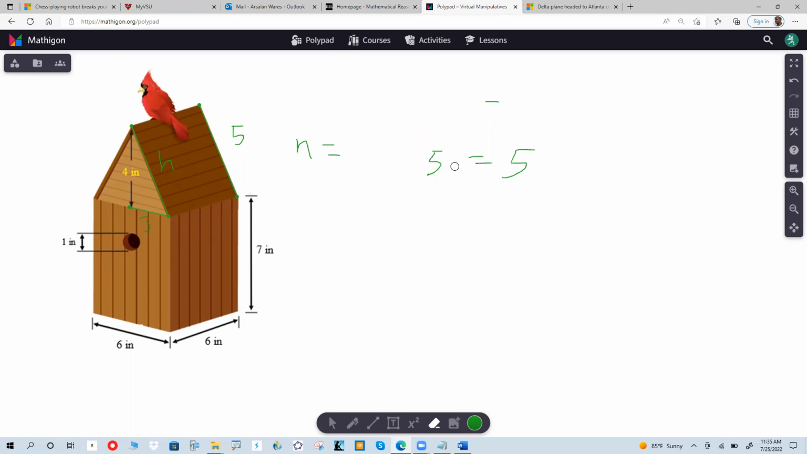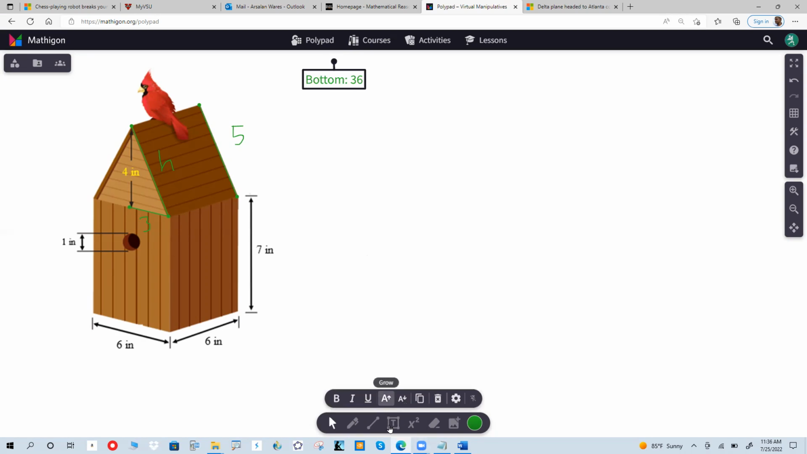Now, if you read the question, you're going to find the surface area, only the surface area. Very carefully. That will be painted. The bottom will be painted. The area of the bottom is, let's see, the bottom is 6 by 6 or 36. Of course, I'm going to just write 36.